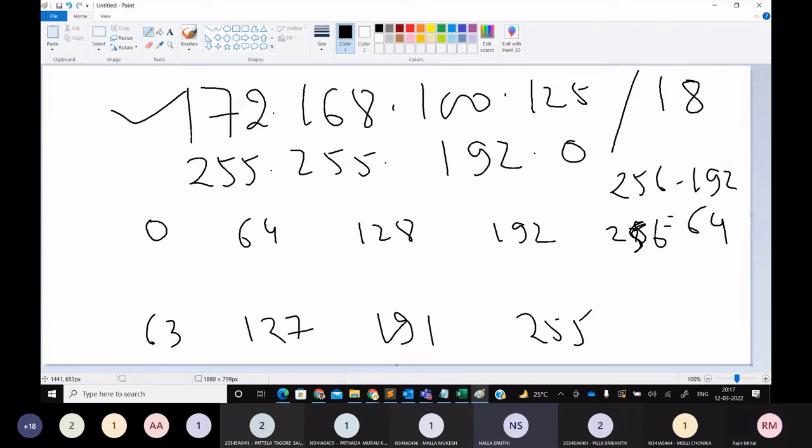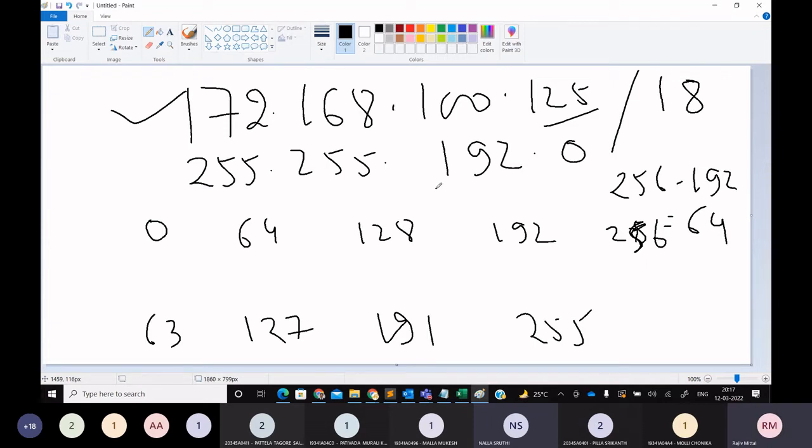Third part. Now you have done this. Now we have to see where our IP lies, in which subnet. 128 to 191, sir, in between. 128 to 191. Okay, because you have taken this IP, right? Yes, sir.